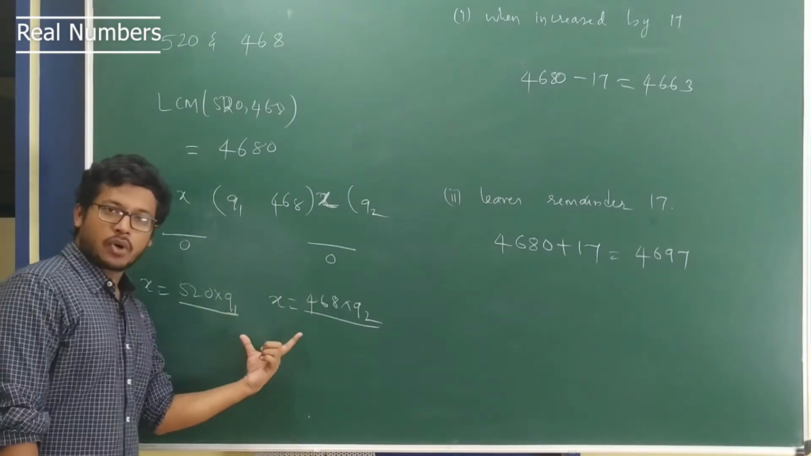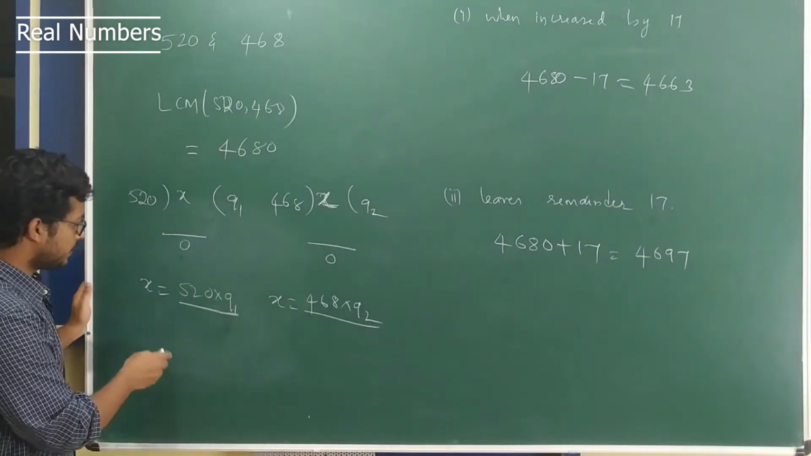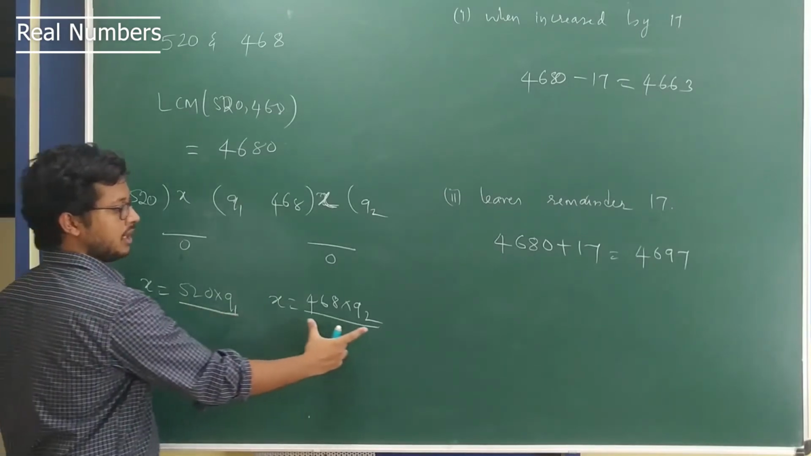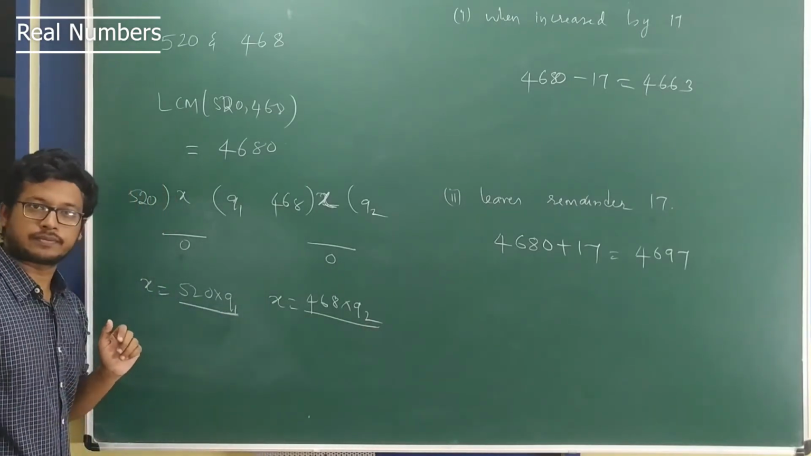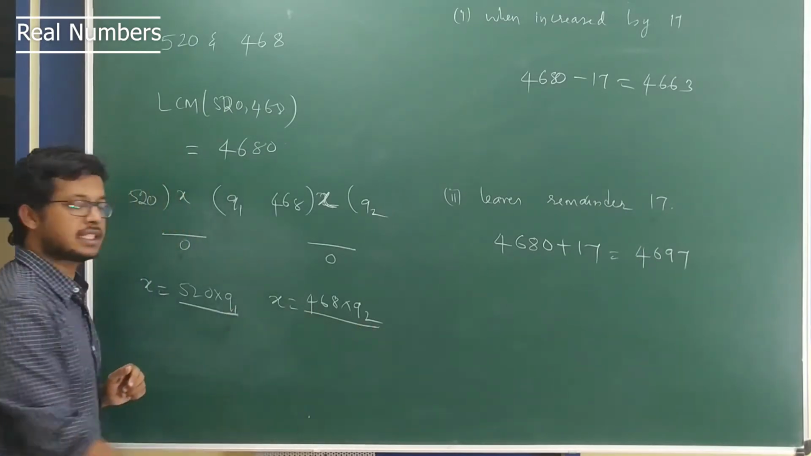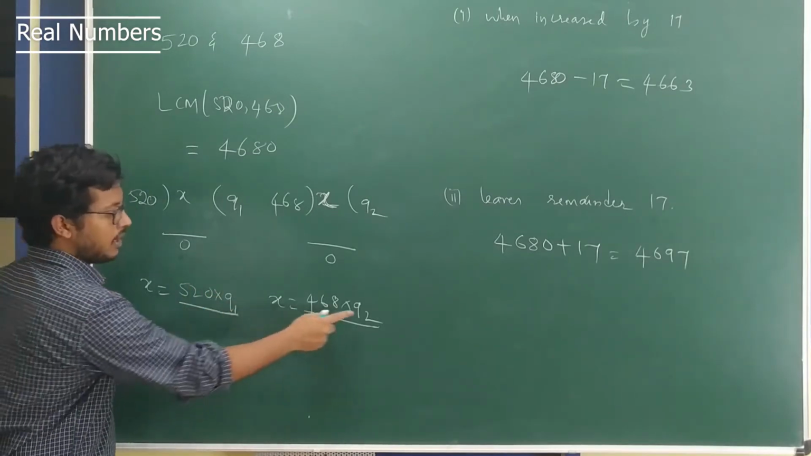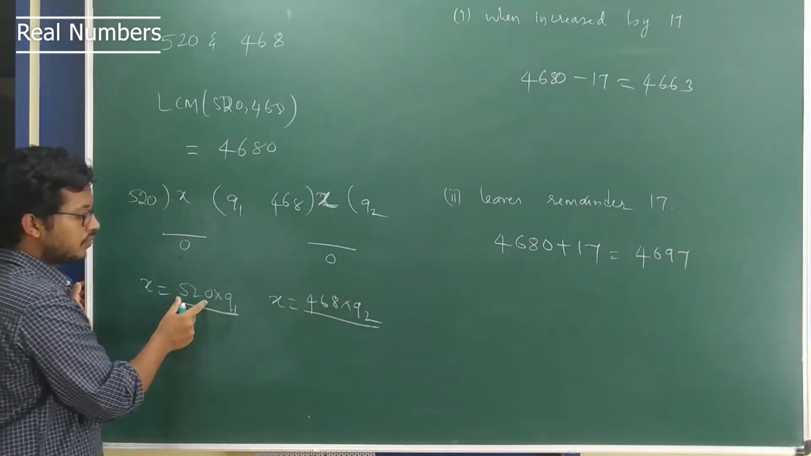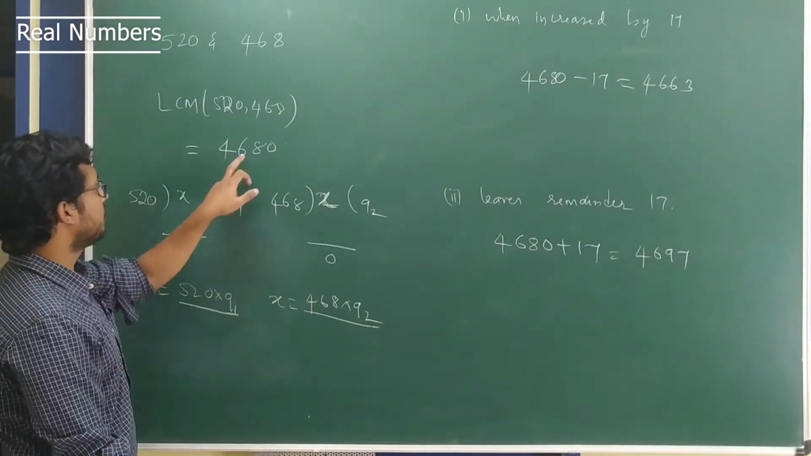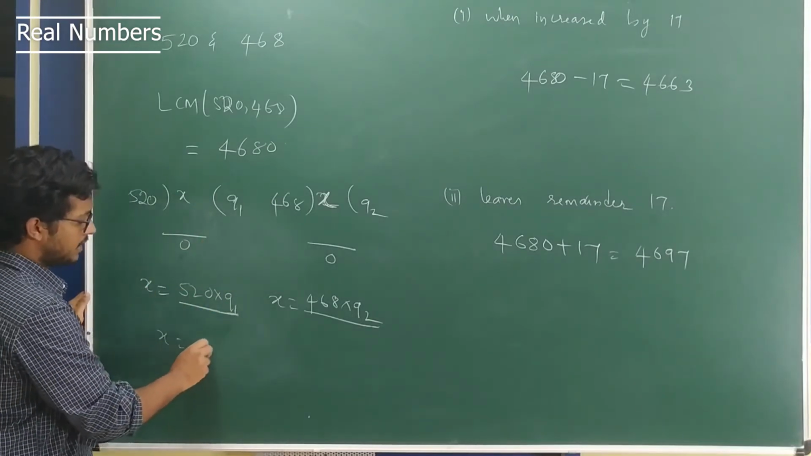This becomes an extremely powerful way of solving other kinds of problems. Please try to understand this one. It is the same x, here it is 520 into q1, here it is 468 into q2. So when will 520 into q1 be equal to 468 into q2? It is possible only when this number is divisible by both 520 and 468. So what is that number? That number is 4680. So x must be 4680.